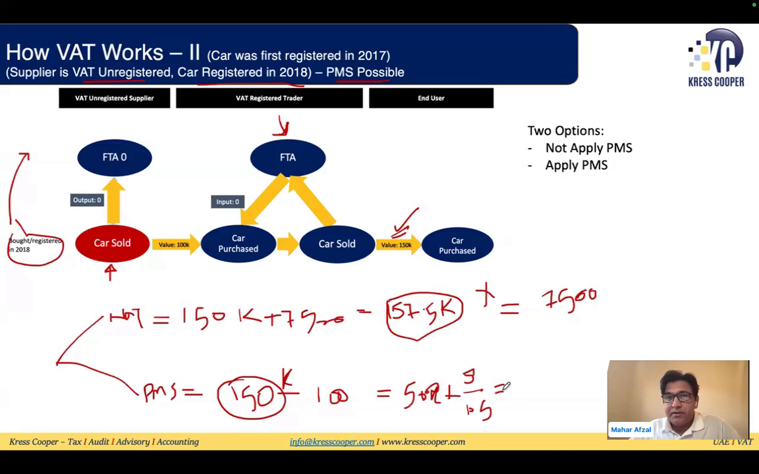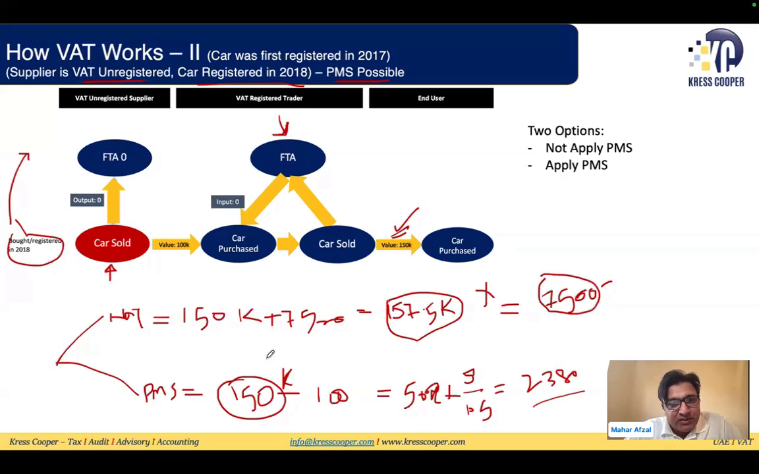Here the government is collecting 2380, because they have applied the profit margin scheme. This is their output tax. The input tax here is 5,000. When they are selling this car into the market at 150K into 5, the government will be collecting 7500.